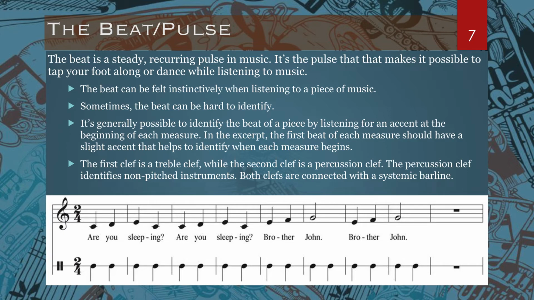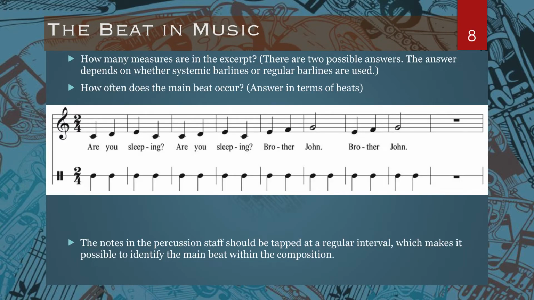So this is a way to determine how you count music, which we're going to get into a little more detail later. But for now, you should understand this basic concept that the beat is something that recurs regularly, and it can help us to identify the time signature of a piece. So go ahead and look at this and try and count how many measures are in the excerpt.